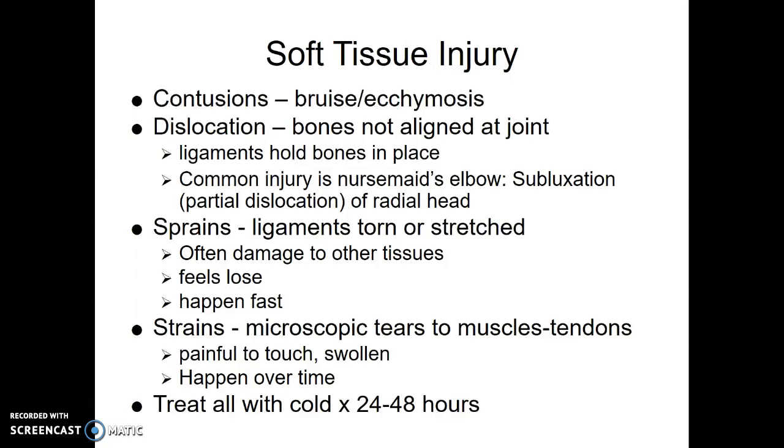A strain is different from a sprain in that it usually happens very slowly. You still have these microscopic tears to the muscles and the tendons. You still get pain, swelling, but it usually happens slowly. It's usually more of the same motion over time, pulling on the same things, that causes that strain.